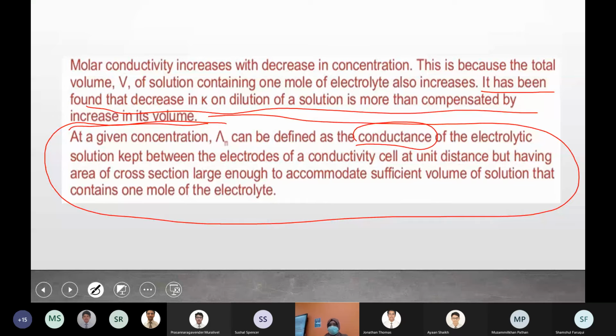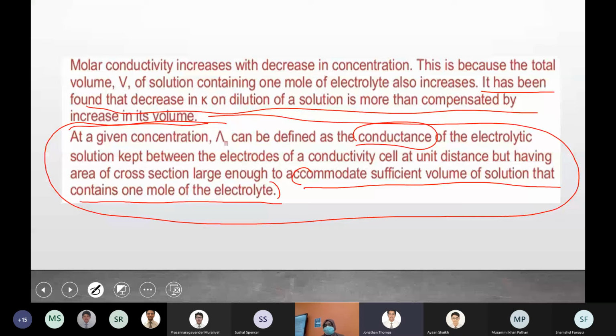And here you can see the sufficient volume of solution that contains 1 mole of electrolyte. That is the additional thing in molar conductivity. Compared to conductivity, this is the additional thing. You can take a sufficient amount of volume that should contain 1 mole of electrolyte.